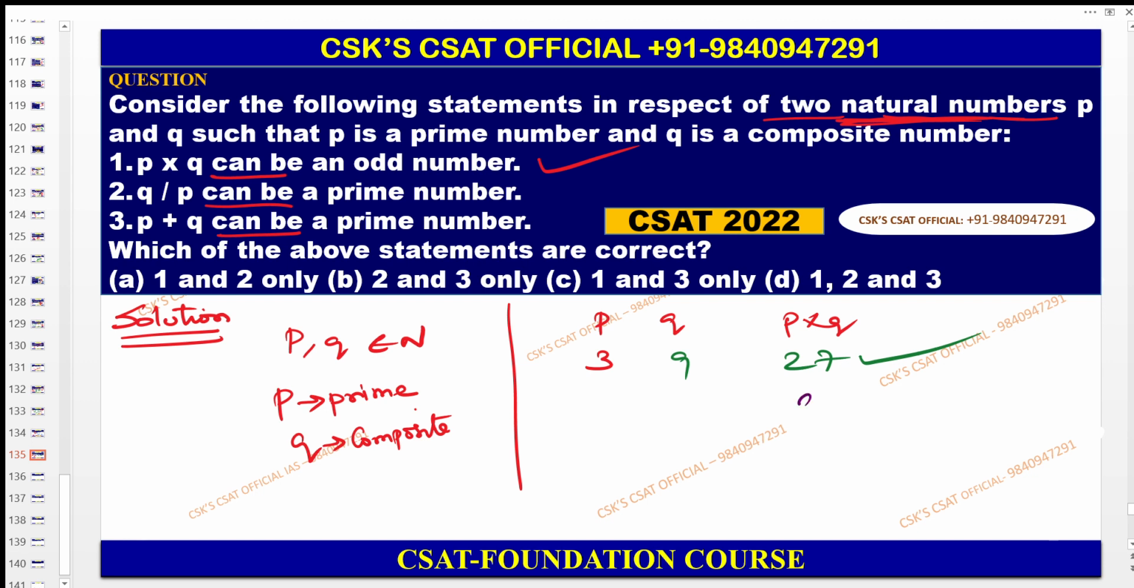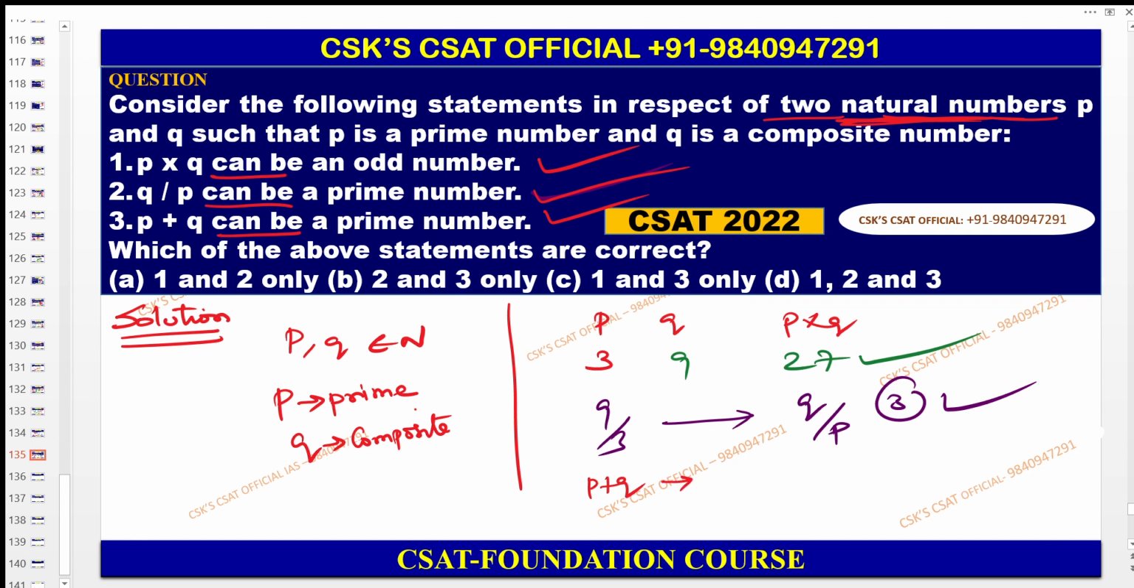Then you can move on with the next one. Q by P. So anything you can take here. Prime you can take. Same thing, sir. 9 by 3 is 3, prime. That is also right. 9 by 3, so divide, prime. Yes, this is also correct. Then you can take the next one. So P plus Q. Even without doing it, you can say this is correct. Why? P plus Q can be a prime. Which one? Any example?